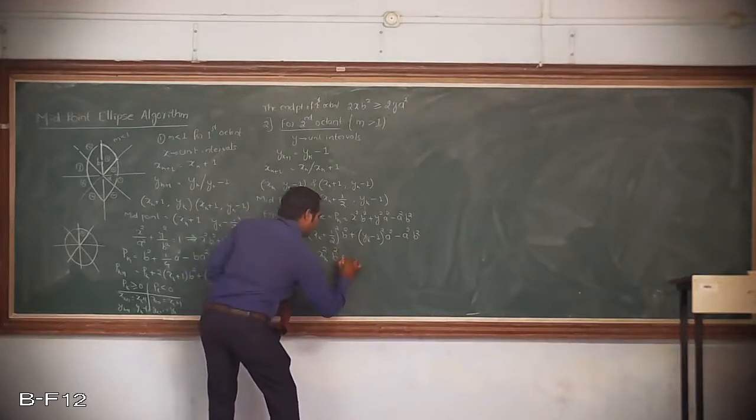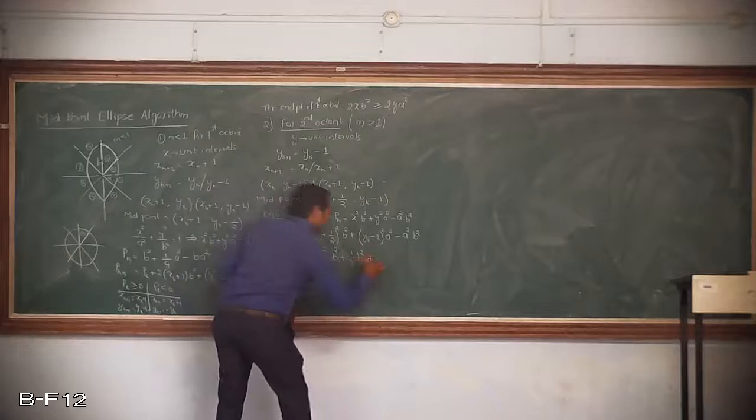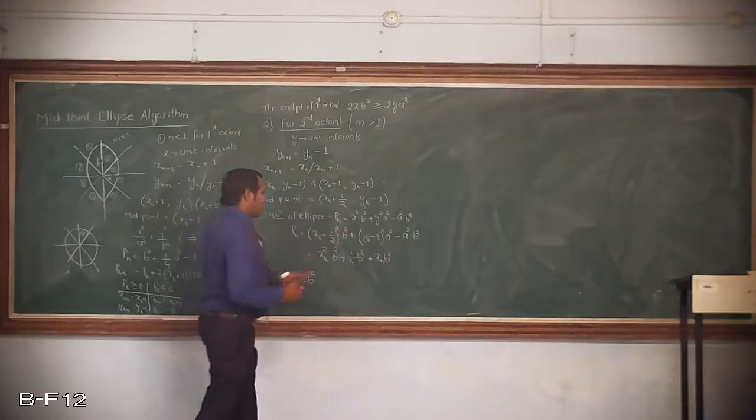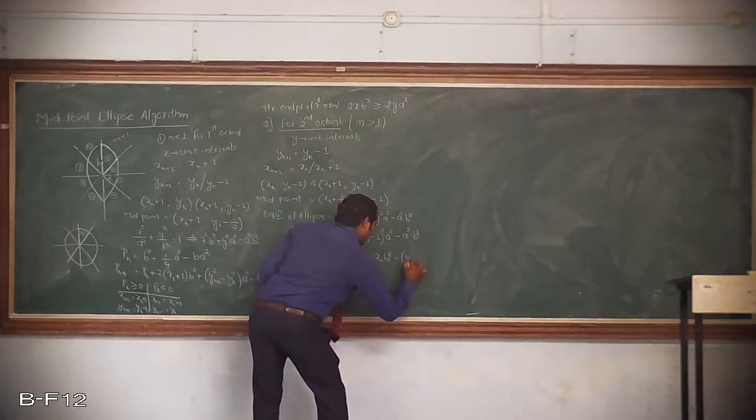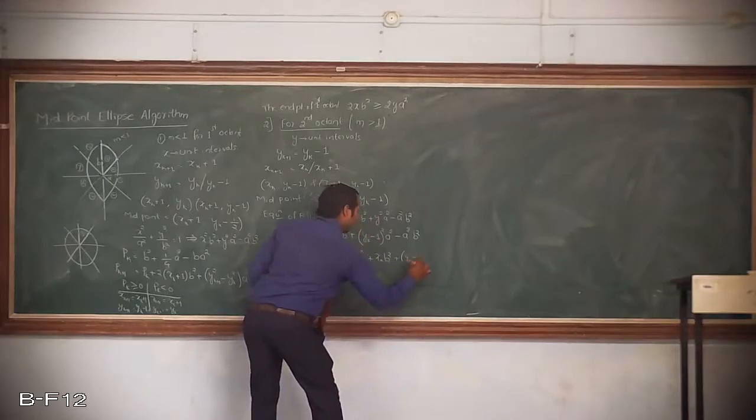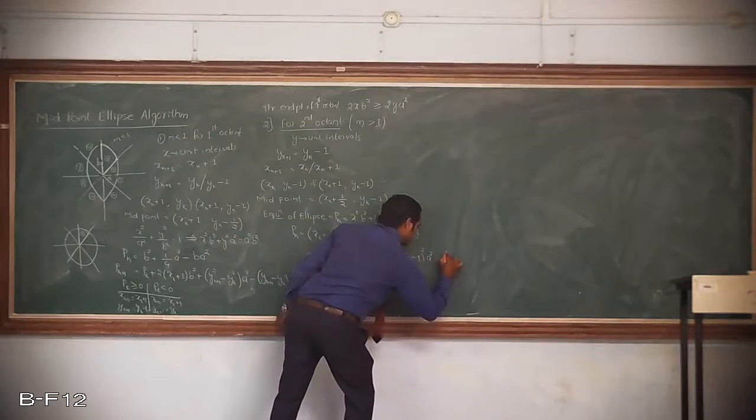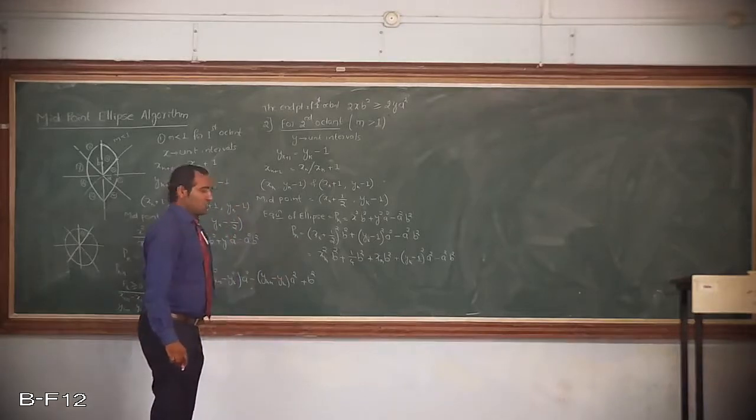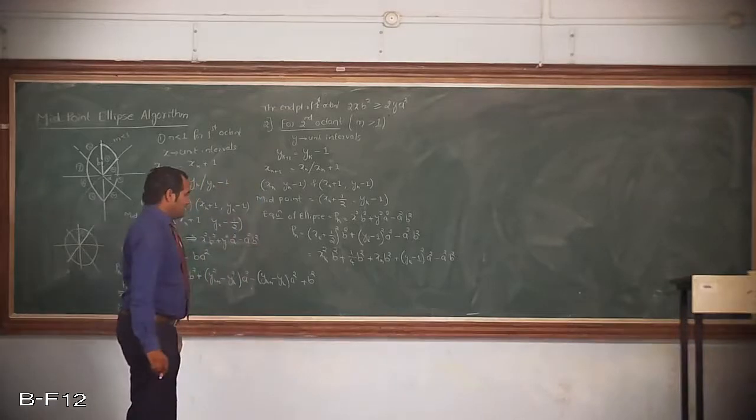Plus 1 by 4 b square, plus xk b square, using the plus 2ab formula. Then I will keep this one as it is: yk minus 1 whole square a square minus a square b square. So this is the formula for the initial decision parameter pk.